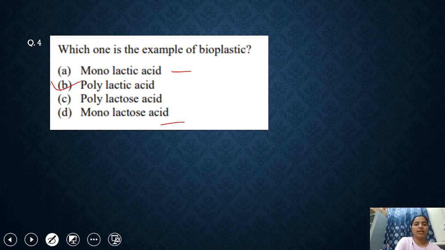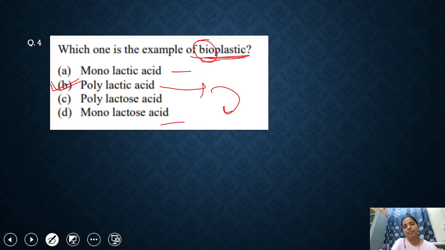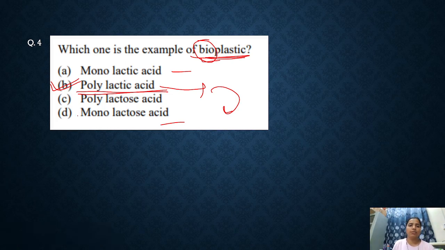This polylactic acid is an example of bioplastic. It means this can be biodegradable and recyclable, and it is taken from a biological source. So this polylactic acid is something we are using in many different ways. So for this question, the answer is B.